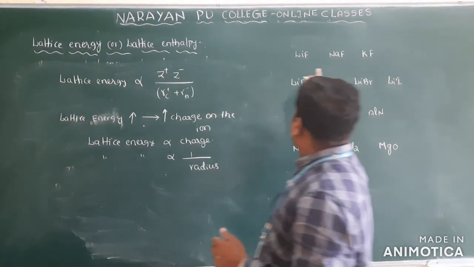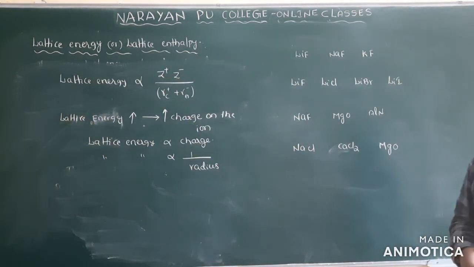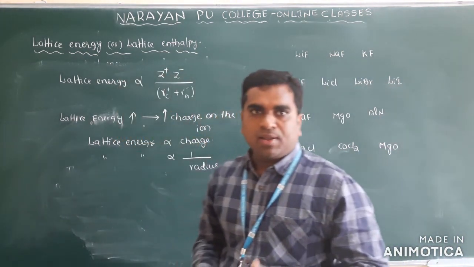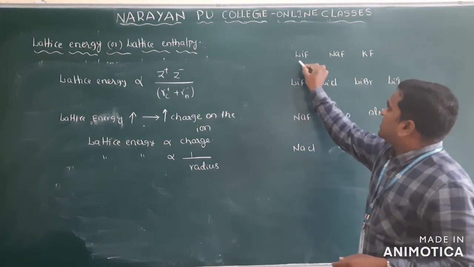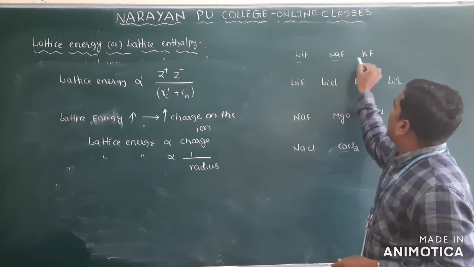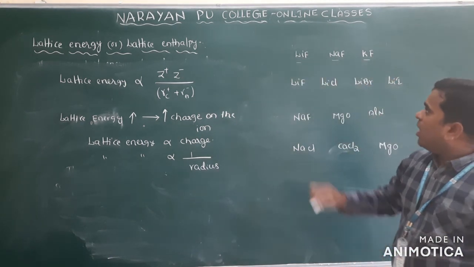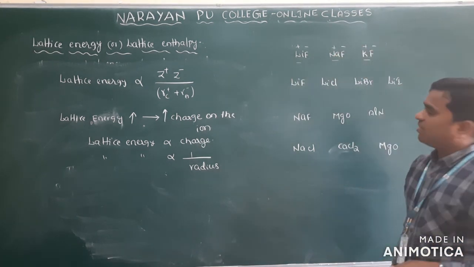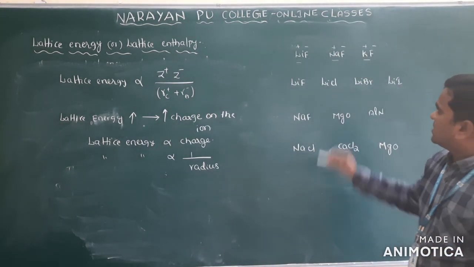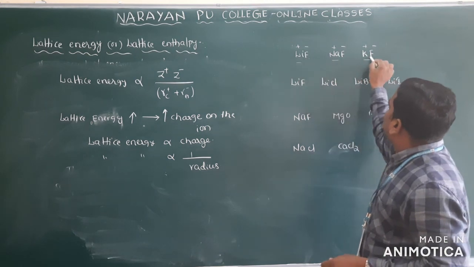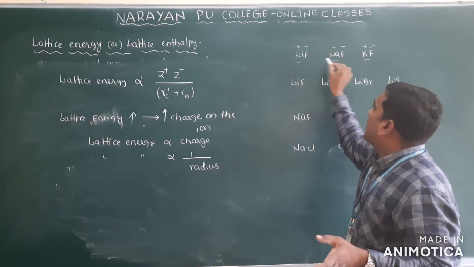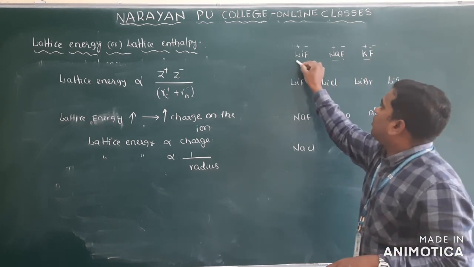Now some examples are there. You have to identify which one has greater lattice energy. Clear? In this case, lithium fluoride, sodium fluoride, and potassium fluoride, all will have positive and negative ions: Li plus and F minus. In all cases, anion sizes are the same, and all have the same charges. The anion is also the same. Which one do we have to see here?